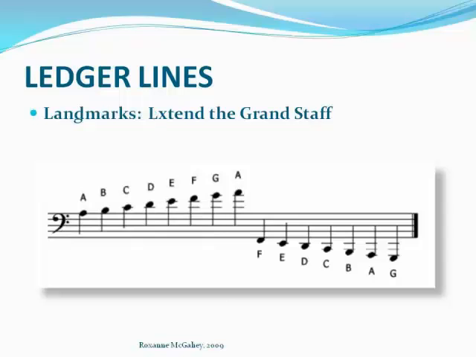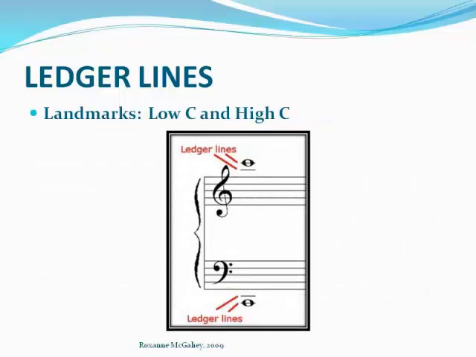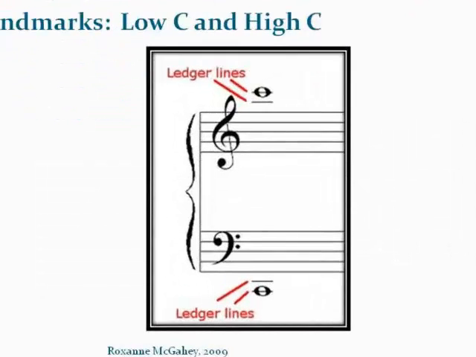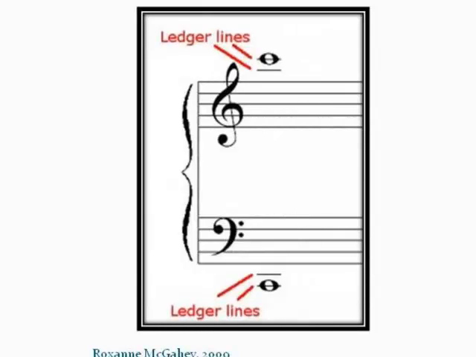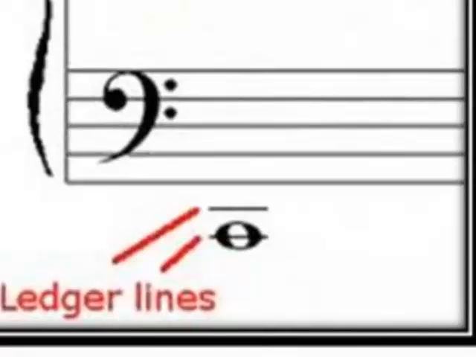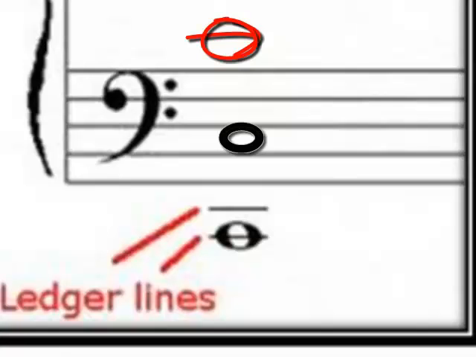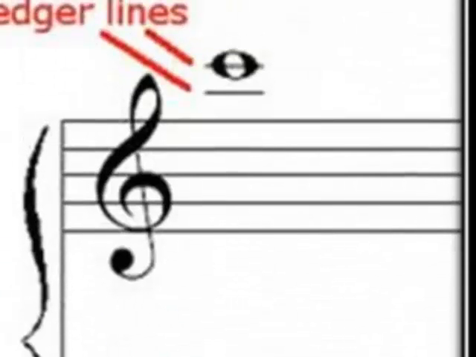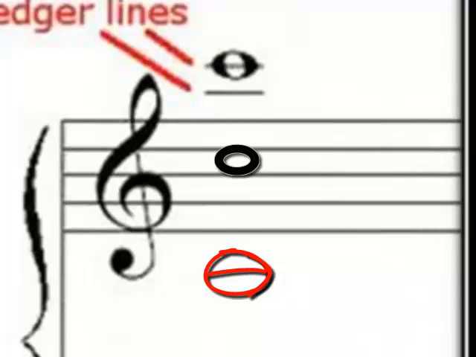Here's a great tip to remember. The second ledger line in the treble clef and the second ledger line in the bass clef are both C. In the bass clef we have middle C, then C in space 2, which is often called bass C, and then we have low C, which is the second ledger line. In the treble clef we have middle C, space 3 C, which is often called treble C, and high C, which is the second ledger line.